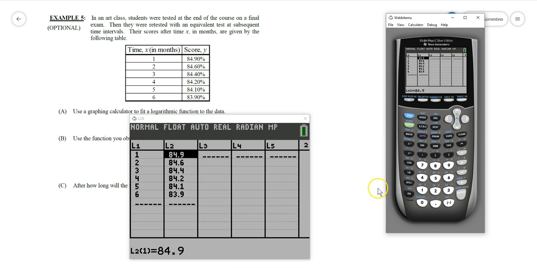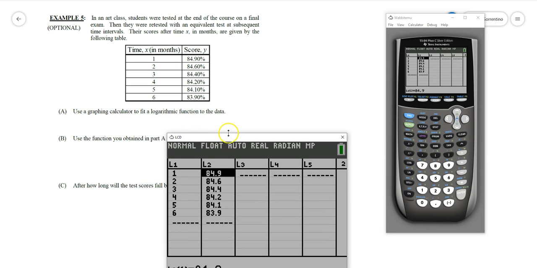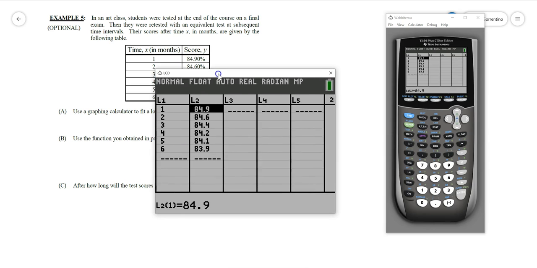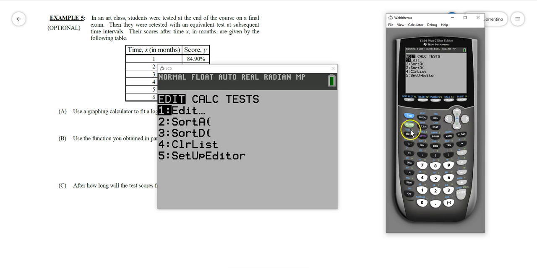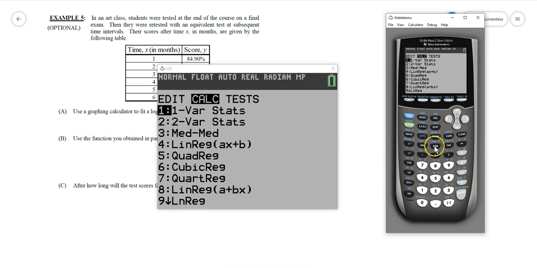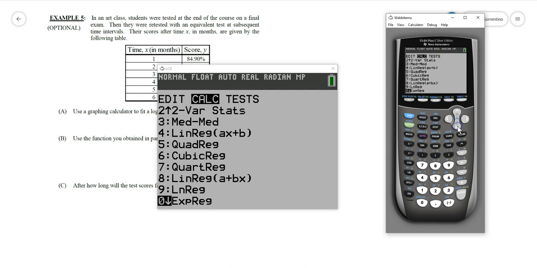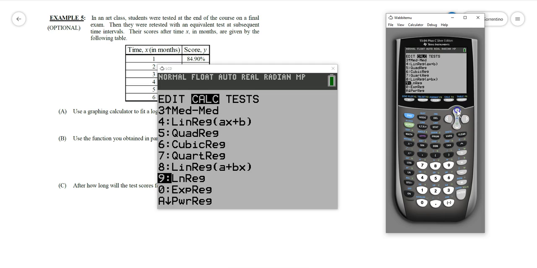The first thing they ask us to do is to use the graphing calculator to fit a logarithmic function to the data. So we want to do a logarithmic regression. I'm going to go under calculate, and the ninth choice down says LN, which is your log base e regression. That's really the only logarithmic regression this does. I believe Microsoft Excel will do the same thing, except I think it does log base 10 instead. I'm not going to guarantee that, but from what I remember, it does.